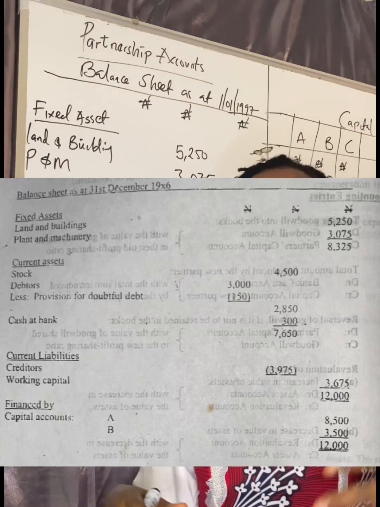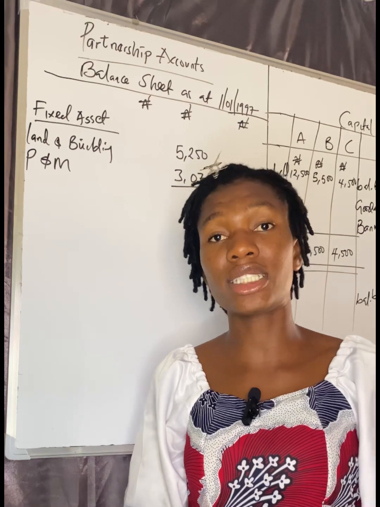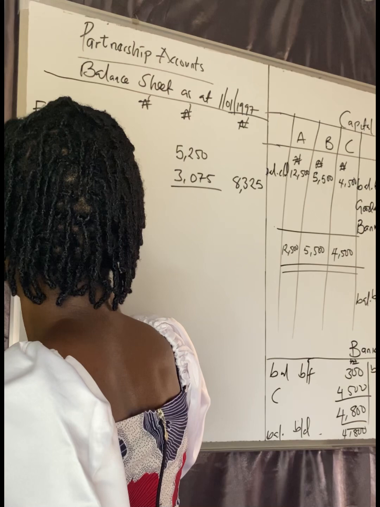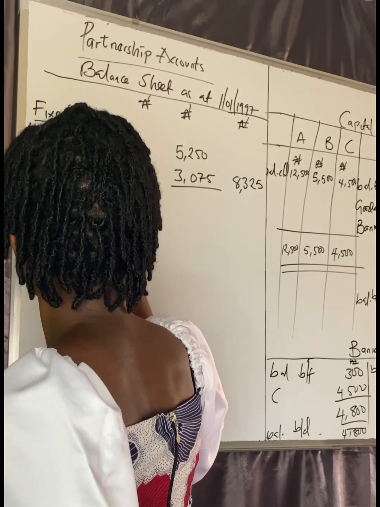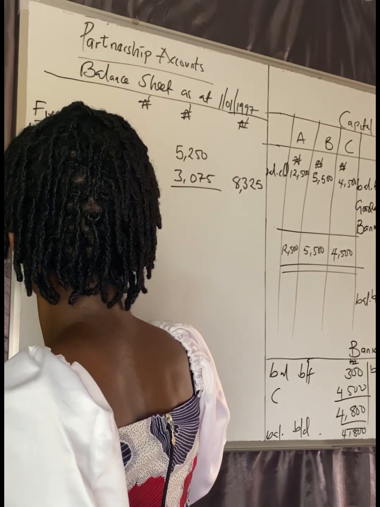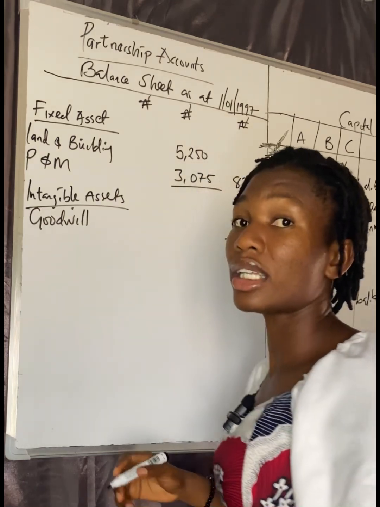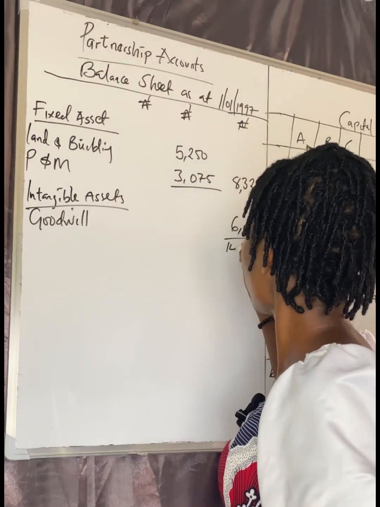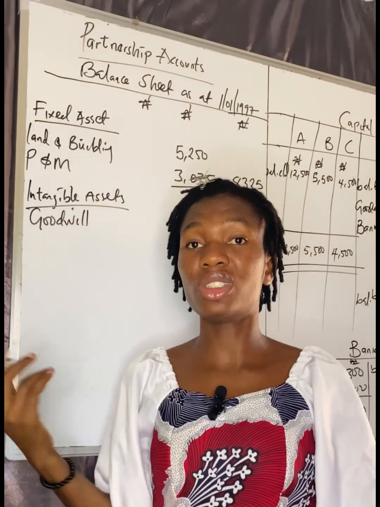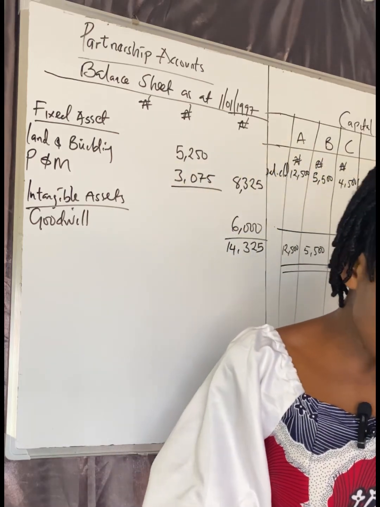Now before we bring in our current assets, we have to bring in our goodwill, which is an intangible asset. So our goodwill is an intangible asset, which is 6,000 naira. Now we'll be having a value of 14,325 naira. This is what it means for goodwill to be retained in the books. That means we're going to be including it in our balance sheet. And then we can now go to our current assets.